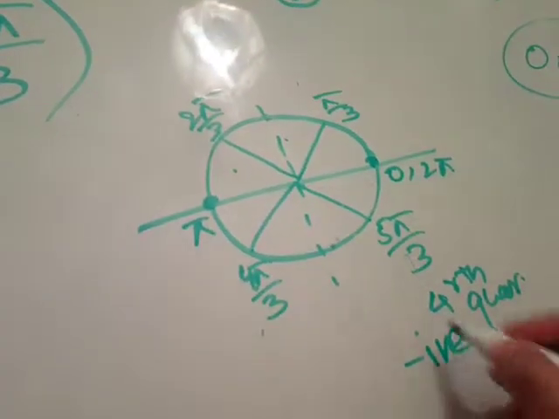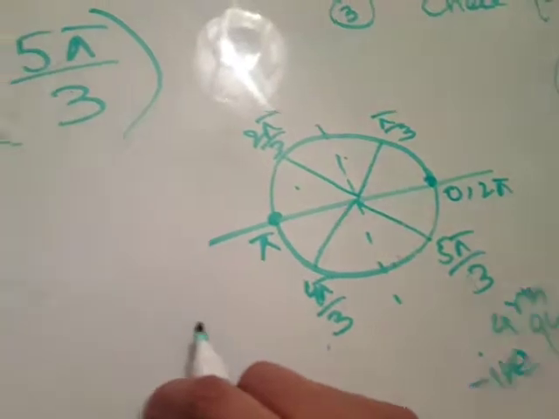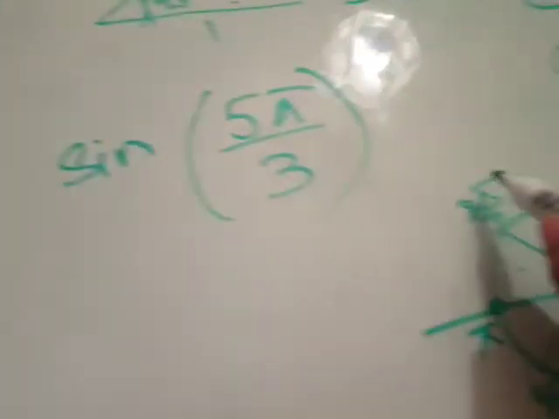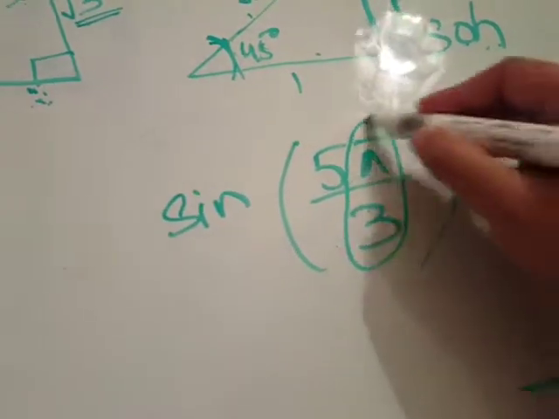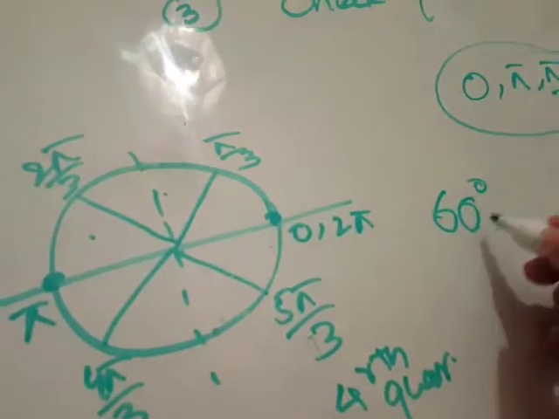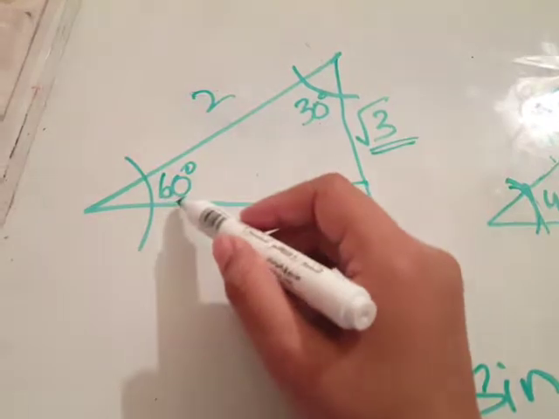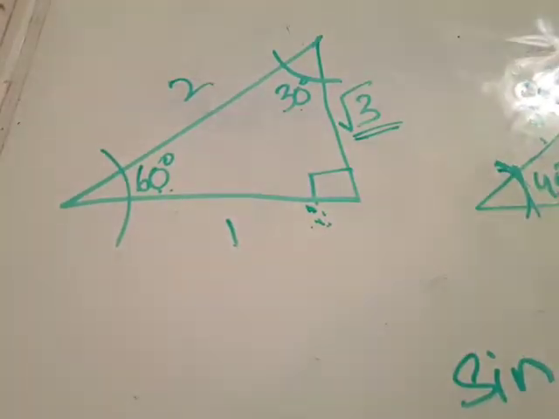And sine is negative in the fourth quadrant, right? It's negative. So first see what the angle was. It is pi over 3. Just see the angle without the multiple, okay? Pi over 3. What is pi over 3? Pi over 3 is 60 degrees. So just check which is the special triangle with 60 degrees. It's this one, right?